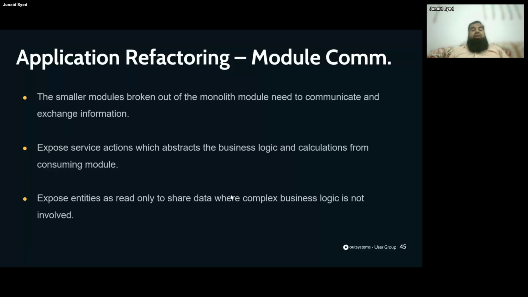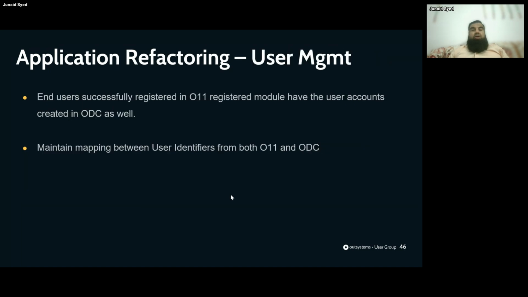Then we had to expose the entities as read only to share the data. In cases where the communication was simple, it was fine to share the entities as read only. But in cases where there was some business involved, we used service actions. We wrapped the business inside service actions, and then the other module would simply consume the service action instead of taking the reference of the entity itself.